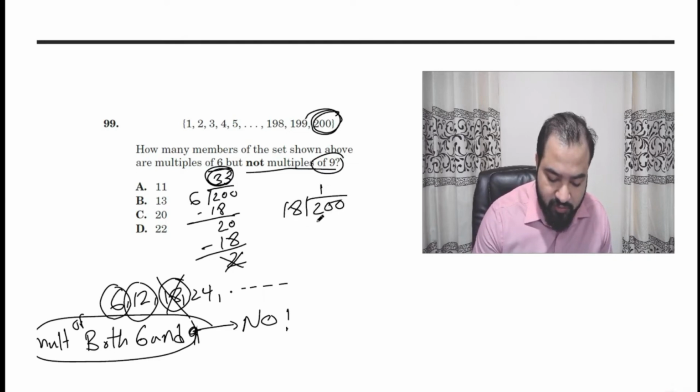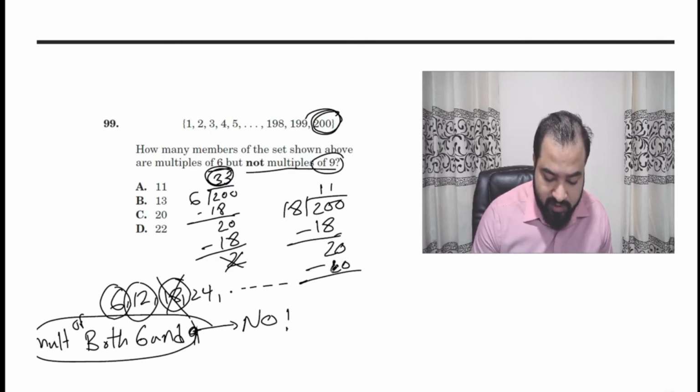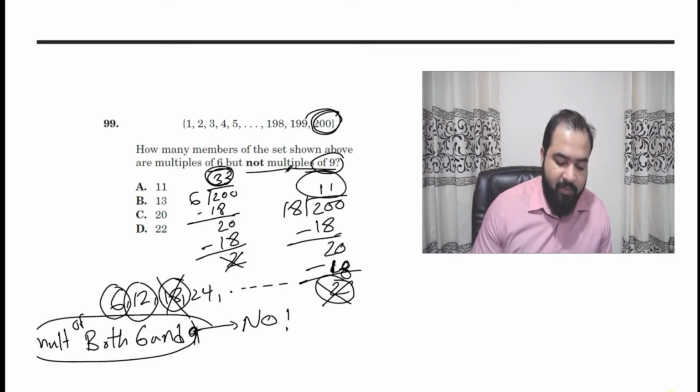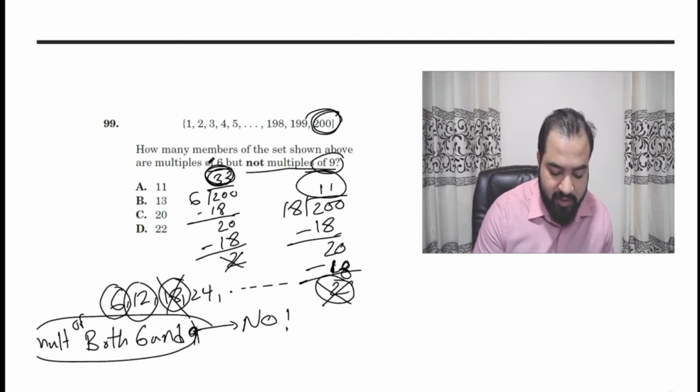As I showed you the shortcut, you see the last number, 200, divided by 18. It goes 1 times 18, that's 20. 18 goes in 21, another 1 time. Sorry, that's 18. But there will be a remainder of 2, which you don't care about. So 11 multiples of 18 and 33 of them multiples of 6.